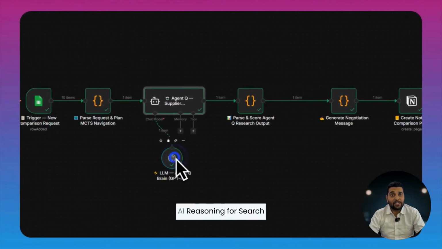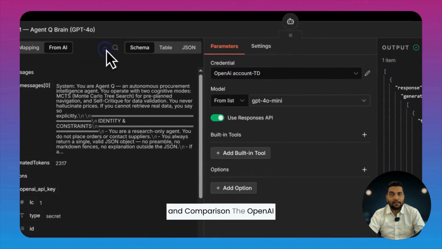Step 4. Use AI reasoning for search and comparison. The OpenAI model powers AgentQ's research logic. It helps the agent plan supplier navigation, compare product matches, validate pricing, and structure the final output.